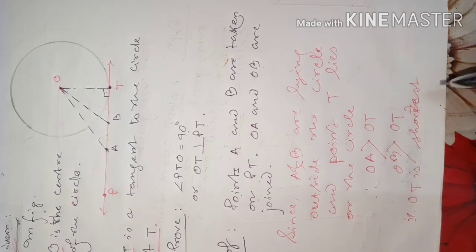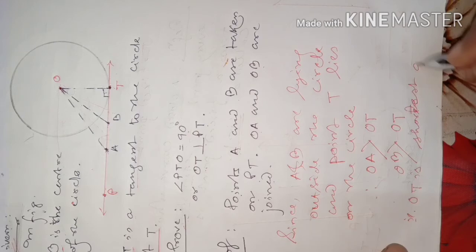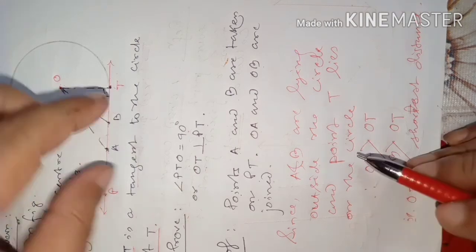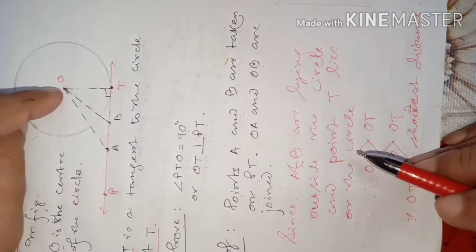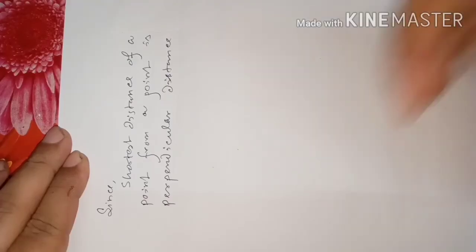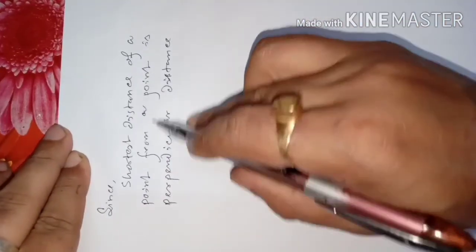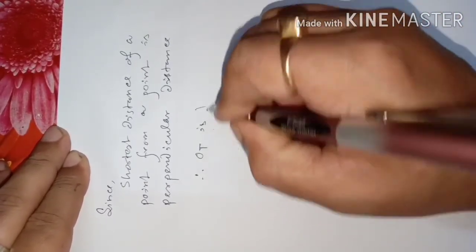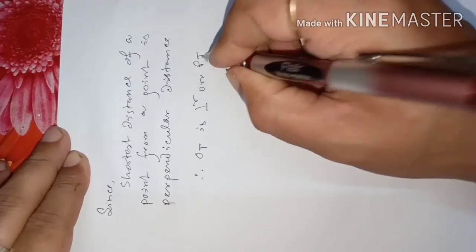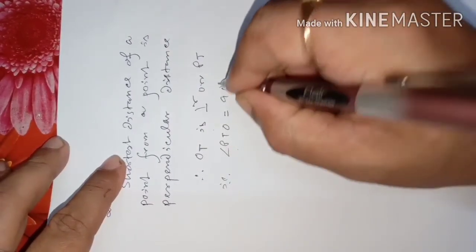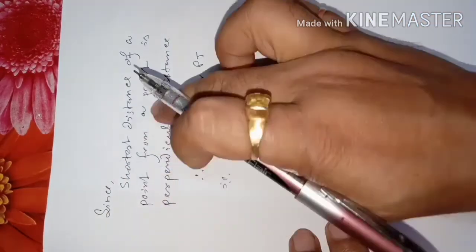OT is the shortest line segment or shortest distance. Therefore, and we know the shortest distance of a point from a line is perpendicular distance. Shortest distance of a point O from the line is perpendicular distance. Since shortest distance of a point from a line is perpendicular distance, therefore OT is perpendicular to PT. That is, angle PTO is equal to 90 degrees. So this is the statement that you have to write here.